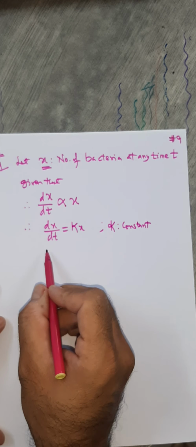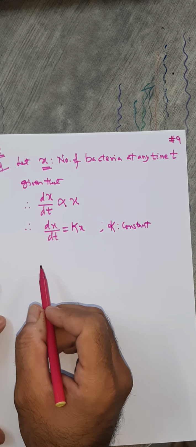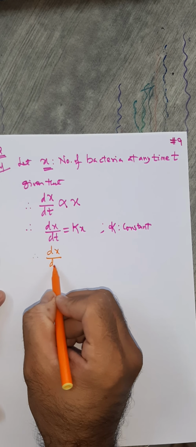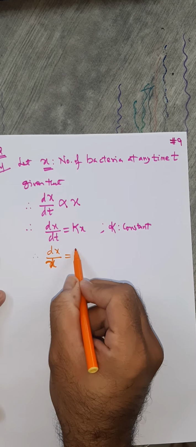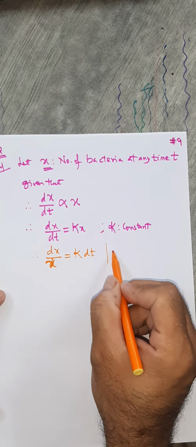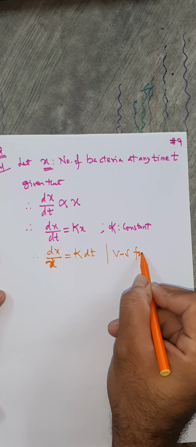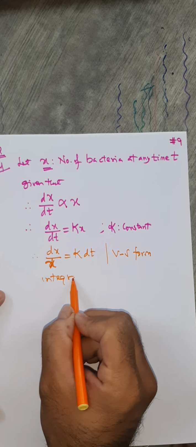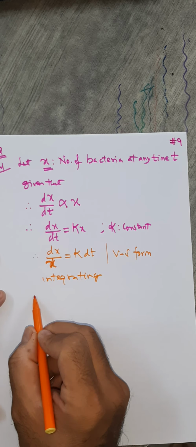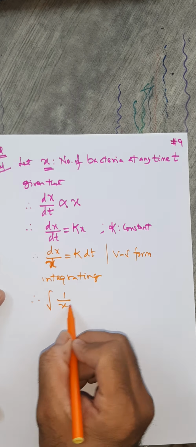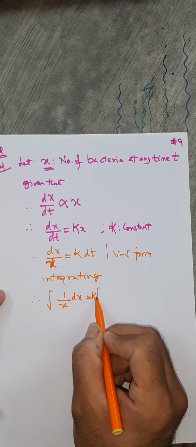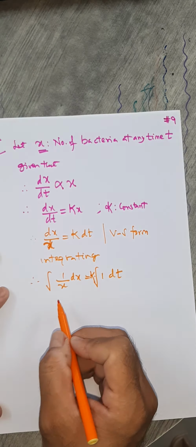Okay, now you can see that this is a differential equation and we solve it. I'll solve this. Take x down here. So dx by x equals to k dt. This is which form? Variable separable form. Now we integrate it. So here you have integral of 1 upon x with respect to x equals to k, you can take outside because it's a constant, integral of 1 dt, remember.